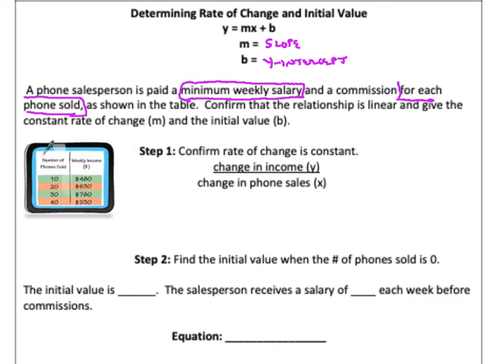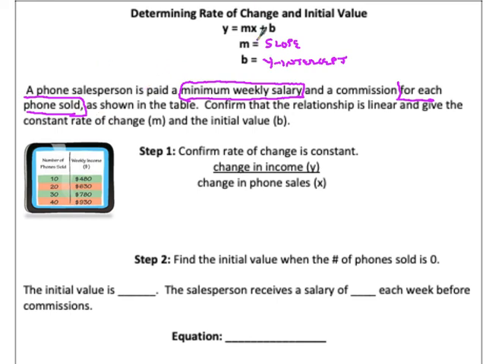So I have a table. If they sold 10 phones, they made $480. They sold 20 phones, $630. 30 phones, $780. 40 phones, $930. Now right away you can notice that it's definitely not proportional. If I did 480 divided by 10, I get 48. 630 divided by 20 is not 48. So that would not be proportional, but we're not looking for proportionality.